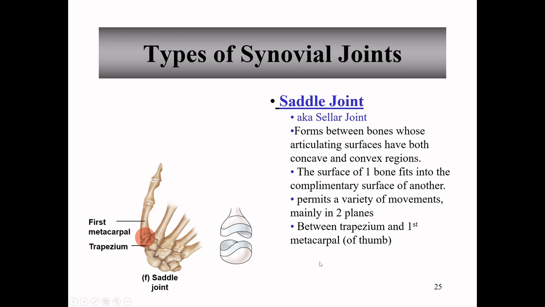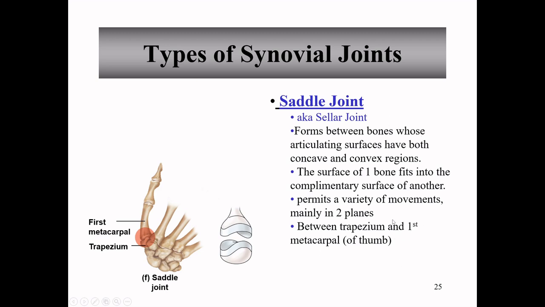And then we have the saddle joint. Saddle joints are also known as sellar joints. They form between bones whose articulating surfaces have both concave and convex regions. So the surface of one bone fits into the complementary surface of another. What makes it special? It permits a variety of movements, mainly in two planes. We find this between the thumb and that first metacarpal.